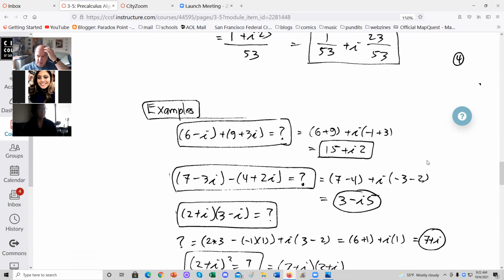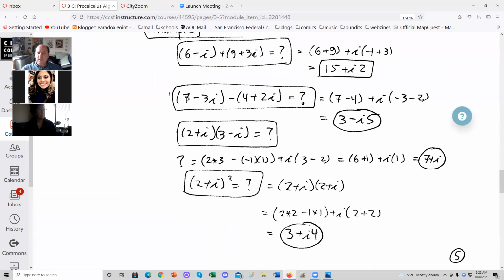All right, here's some examples. 7 minus i plus 9 plus 3i. What's that? Well, we add the real parts. 6 plus 9 is 15. You add the imaginary parts, minus 1 plus 3. That's 2. And so you get 15 plus i times 2. 7 minus 3i minus 4 plus 2i. Okay, you subtract the real parts. 7 minus 4, that'll be 3. Subtract the imaginary parts, minus 3 minus another 2, so minus 5. So you get 3 minus i times 5.